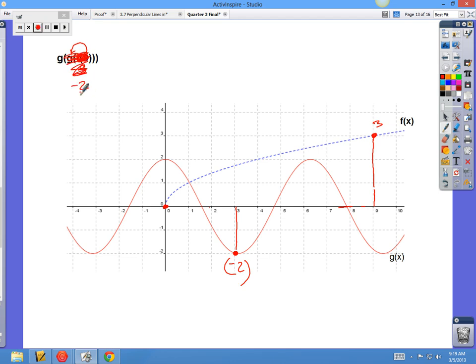So take negative 2 one last time into g. So go back 0, negative 2, so go left 2. And you have to go down to about right there. So it's almost at a negative 2, maybe like a negative 1.75. Something really, really close to negative 2.